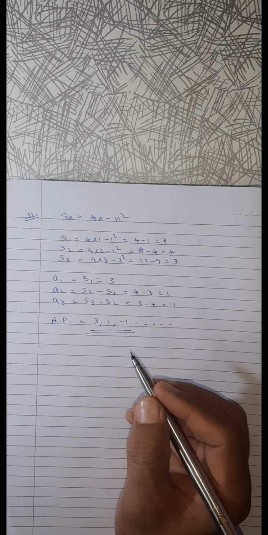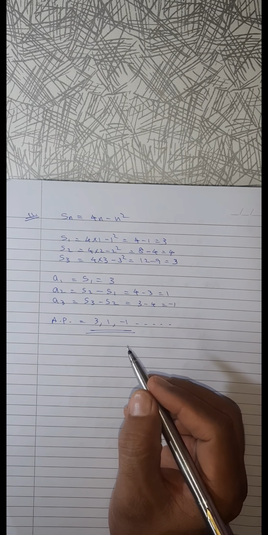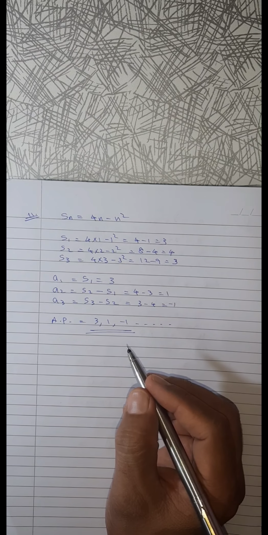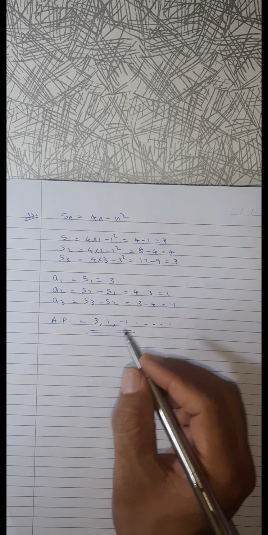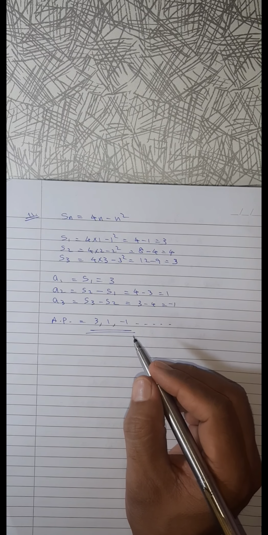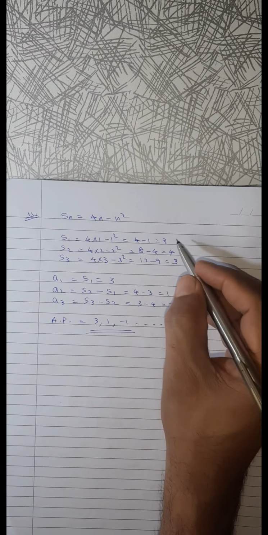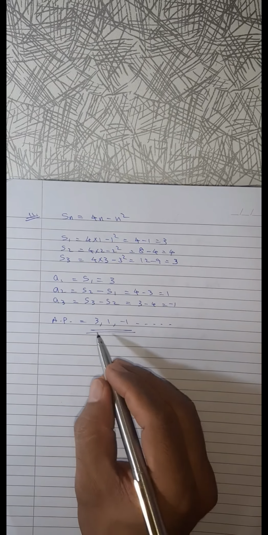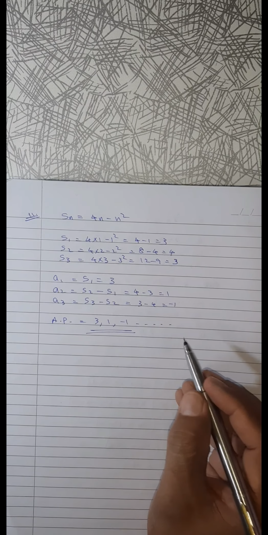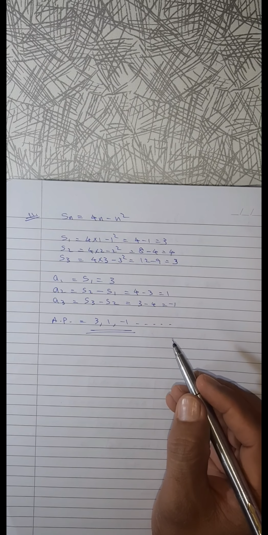In the question, what are they writing? What is the first term? What is the sum of the first term? What is the second term? Similarly, find the third term, etc., and then the nth term. Okay, so instead of going for the first term, then the sum of 1 term, etc., we did it directly. Sum of 1 term, sum of 2 terms, sum of 3 terms, then first term, second term, third term, the AP also we got.